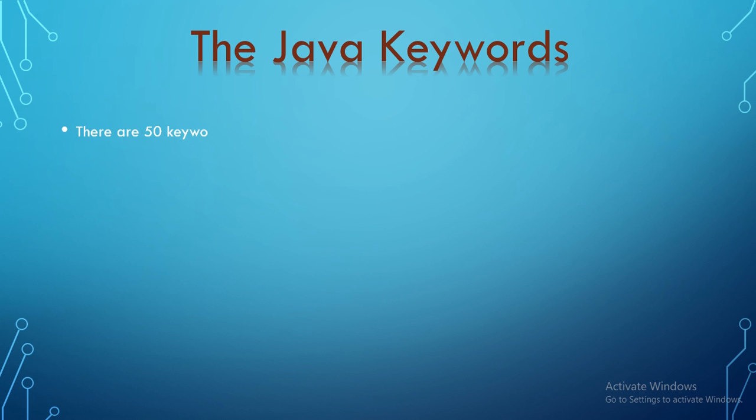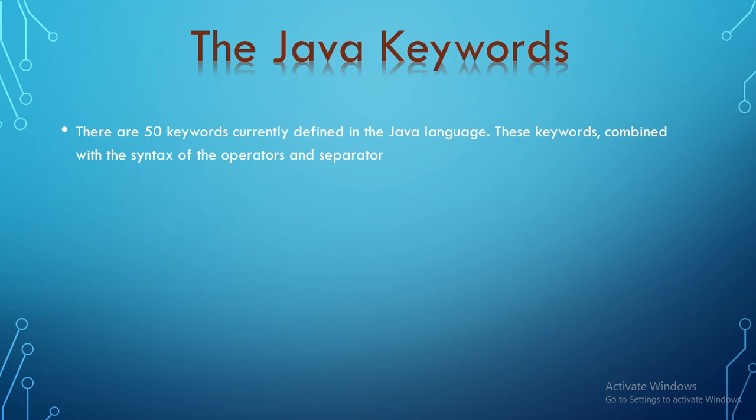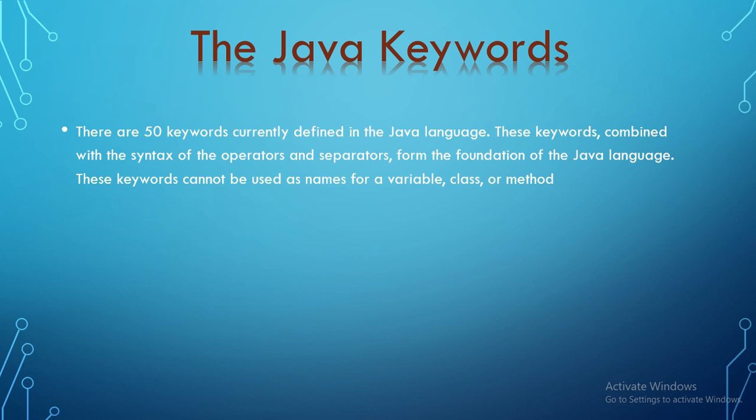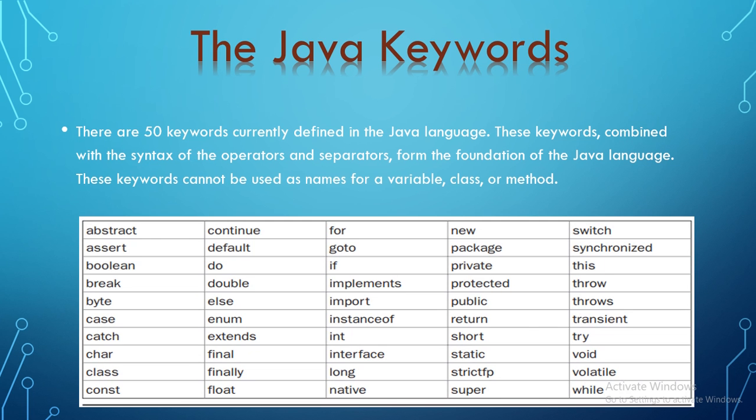There are 50 keywords currently defined in the Java language. These keywords, combined with the syntax of the operators and separators, form the foundation of the Java language. These keywords cannot be used as a name for a variable, class or method. So these are the 50 predefined Java keywords. You can see abstract, continue, for, new, and remember one thing: these keywords cannot be used as a name for a variable, class or method.